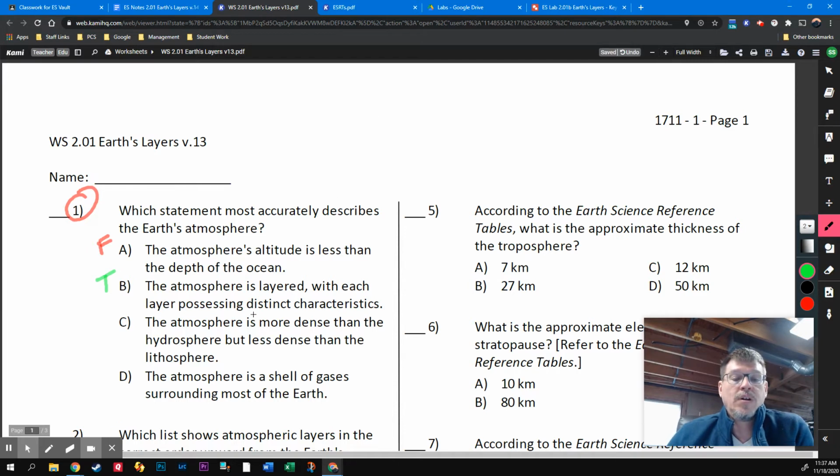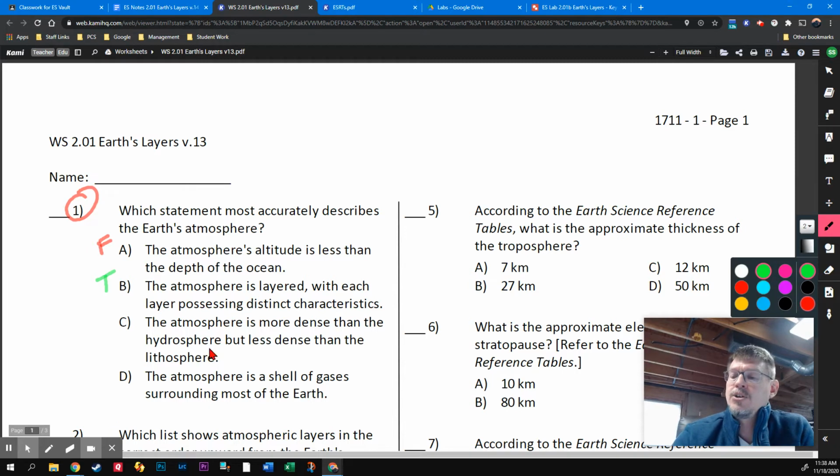All right, next one: the atmosphere is more dense than the hydrosphere, but less dense than the lithosphere. Okay, so let's think about that. The atmosphere is made up of gas. If we go back to our lessons about density in Unit 1, we know that gases are less dense than liquids, and liquids are less dense than solids, for the most part. So saying the atmosphere is more dense than the hydrosphere means the gas is more dense than the oceans, which would make the oceans float on top of the atmosphere.